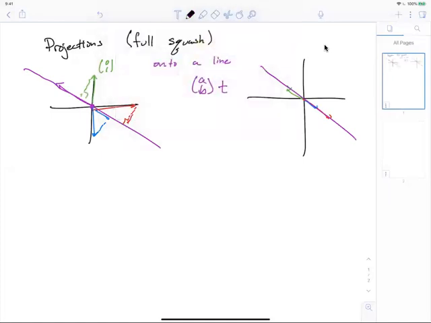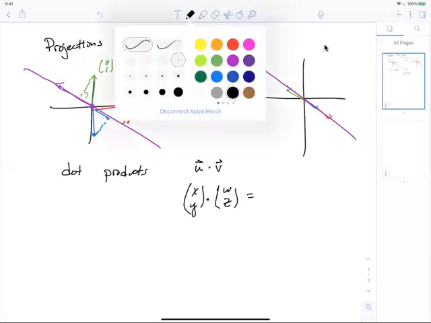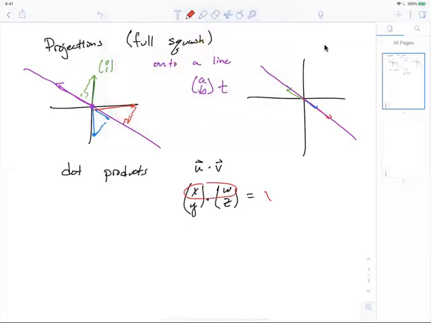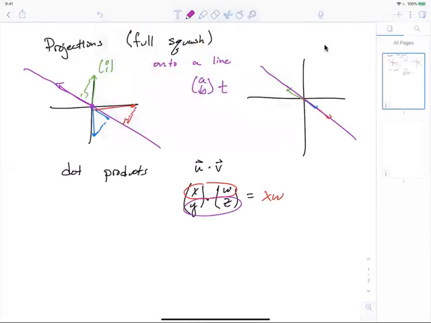The formula for this is a little complicated. It involves dot products. You're probably using dot products without realizing it. Just a reminder, the dot product between u and v, for example, if you have two vectors that look like this, just means we multiply the like components together and then add them up.